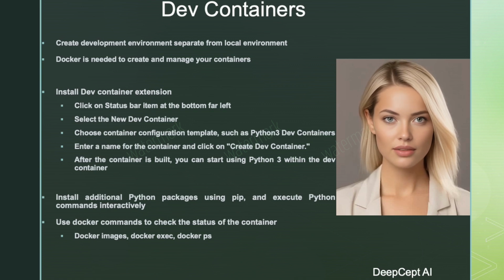Once the container is built, you can start using Python 3 within the Dev Container. This includes installing additional Python packages using pip and executing Python commands interactively. Additionally, you can use Docker commands, such as docker images, docker exec, and docker ps, to check the status of the container and manage it as needed. This approach allows for a streamlined development workflow, ensuring consistency and reproducibility across different machines while providing the flexibility to work in isolated environments.